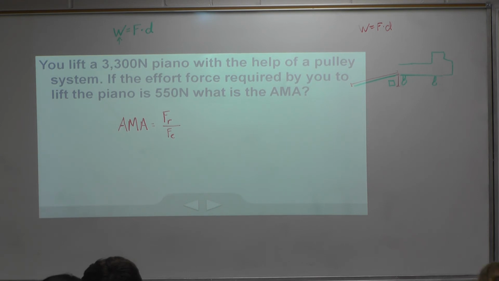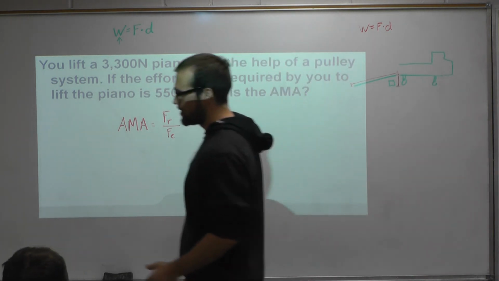So if I have a 3,300 Newton piano, I have to apply 3,300 newtons to lift it without a simple machine. If I use a simple machine, the simple machine could potentially what? Reduce the force by doing it over a longer distance. Right? So if we look here, we use the pulley system. Using a pulley system, we had to pull a rope through the pulley system a pretty far distance, but what did it do to the force? Reduced it.